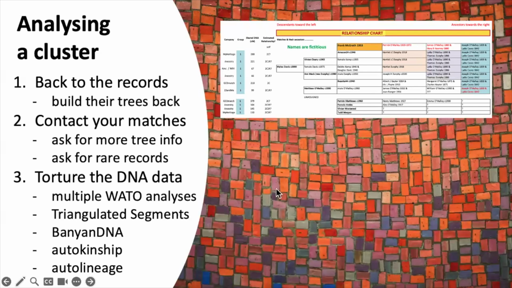You can also look at things like triangulated segments, Banyan DNA, auto-kinship, auto-lineage. These are all tools that are available for analysing the data. Usually they do not give you a definitive answer.